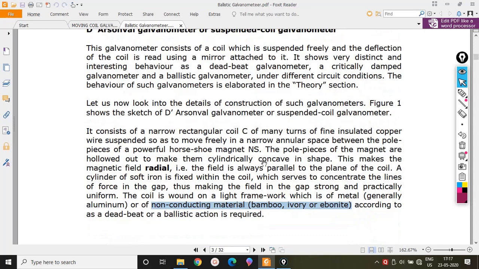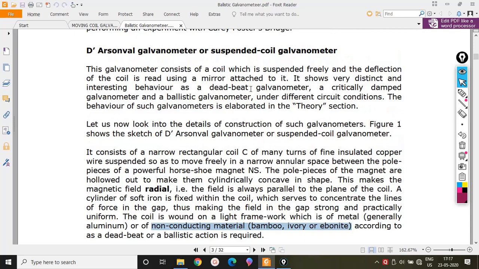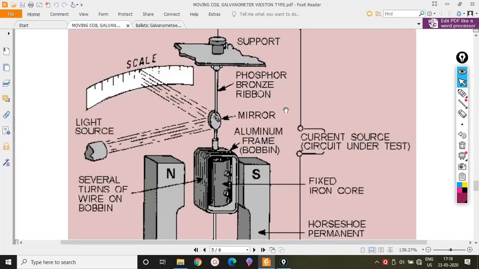The suspended coil galvanometer may be acting as deadbeat or ballistic. What is deadbeat and what is ballistic we will show you in next class in very detail. But remember that ballistic galvanometer is the galvanometer which is used to detect transient current or charge. So here we are back to the diagram again. So you have the mirror here, then this phosphor bronze wire of rectangular cross section.